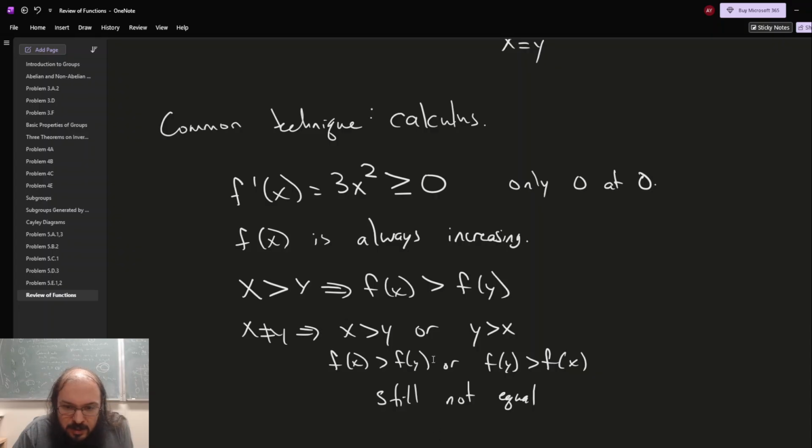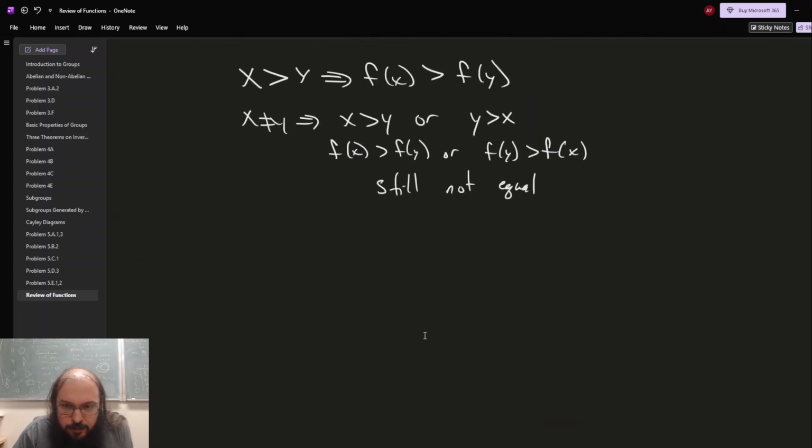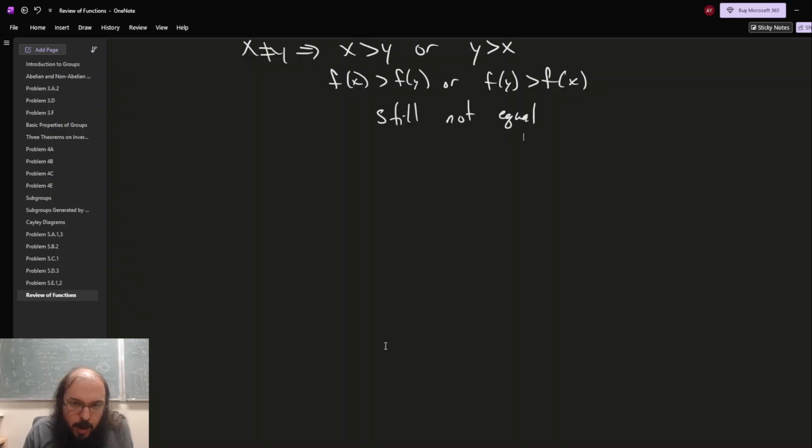Okay, let's continue. Let's look at surjective, the other common property. Surjective is often called onto. And again, let's give a precise definition.